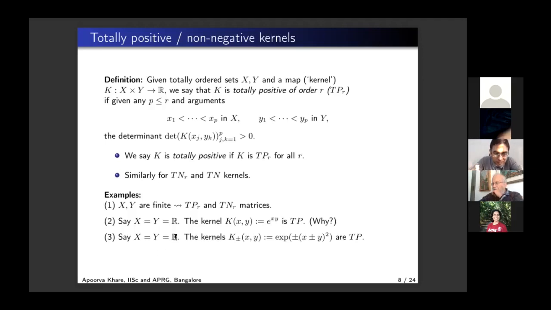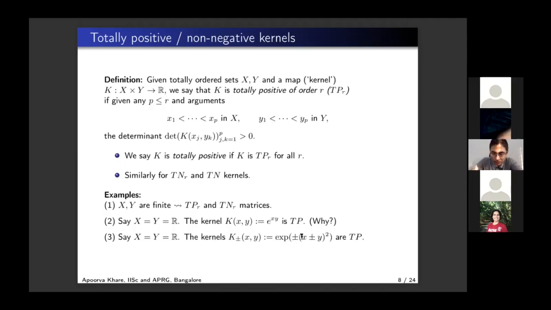Similarly, if I take X equals Y equals R and look at a slightly fancier version, building on top of the previous example, K plus-minus of x and y is this exponential. The K minus was the Gaussian, and K plus is e raised to plus (x plus y) squared. The claim again is that that is totally positive, and the proof is exactly the same as last slide. The key is that the cross term in the middle has a strictly positive sign, not a negative sign. So either minus and minus, like in the Gaussian, or plus and plus. So the same proof works.